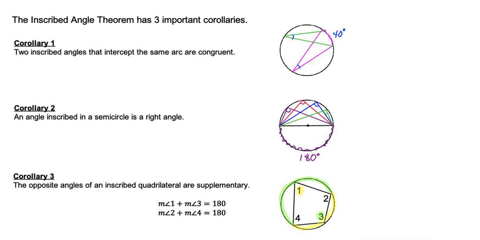So, if the inscribed angle is half the measure of its intercepted arc, when I add these two inscribed angles, they would be half the measure of the total intercepted arc, which is 360. So half of 360 is 180. So the opposite angles of an inscribed quadrilateral are supplementary.